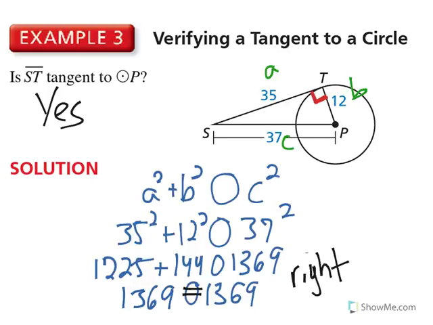Okay, but you have to have all this work. Don't just think that you can look at it and say, oh yeah, it looks like it's tangent to it. No, if you do not have the work, you will not get the credit for it. You need to be able to know how to solve this. Otherwise, you will not be able to pass the quizzes.